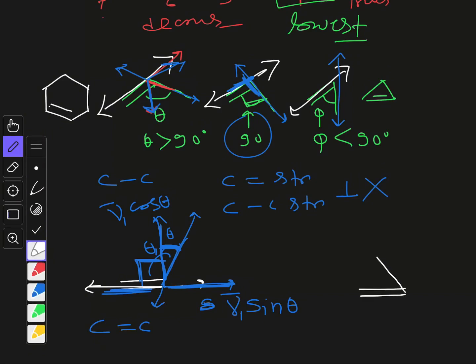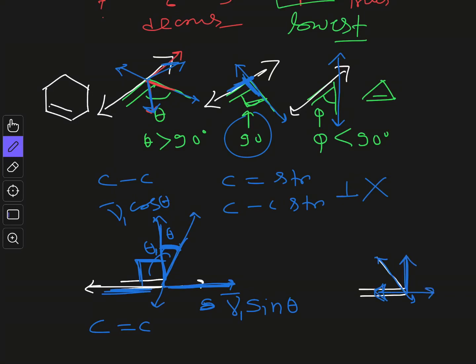again here you can divide it into two components, this one and this one, you can see this. So again this is perpendicular and it will have no effect on the stretching frequency of the C=C double bond, but this one is collinear and it will have an effect and will increase the stretching frequency value.